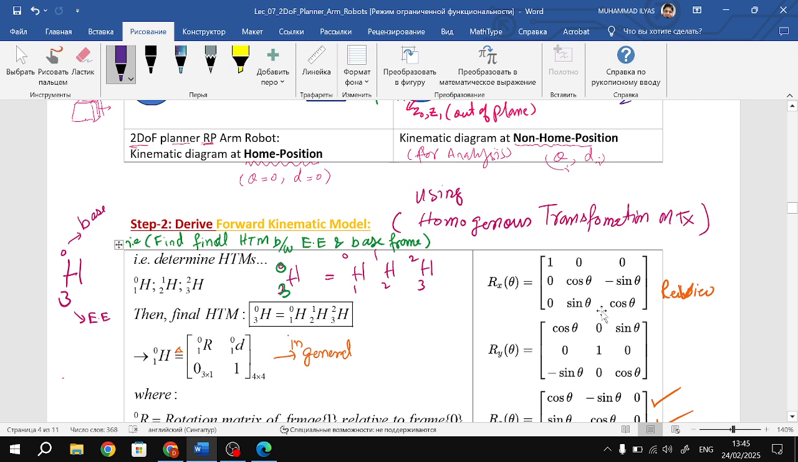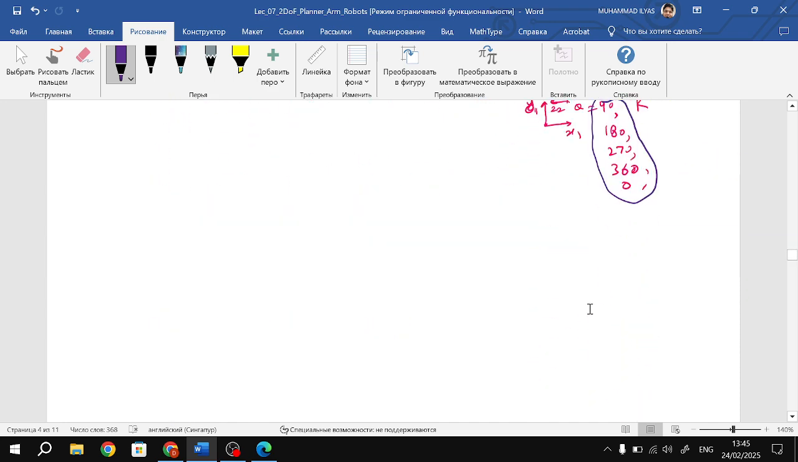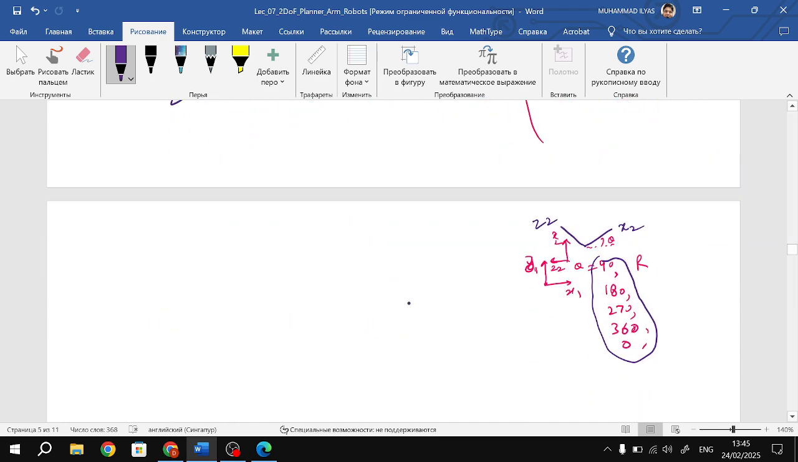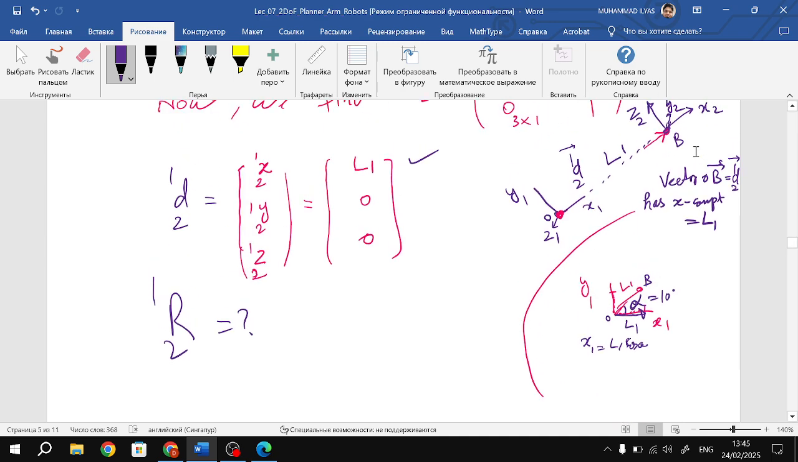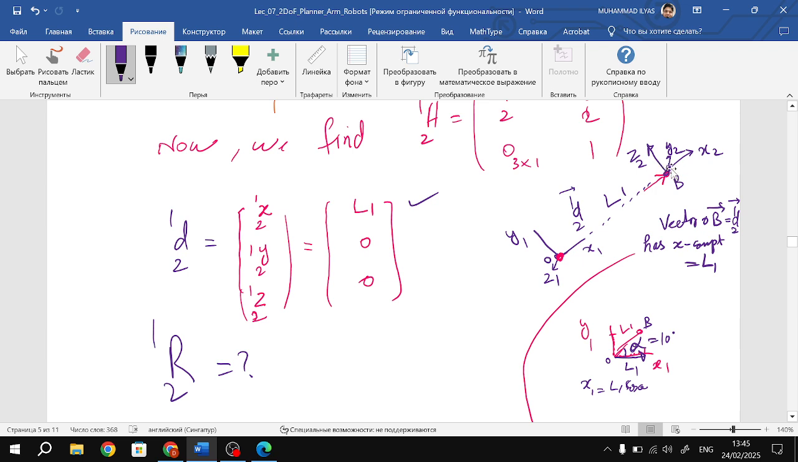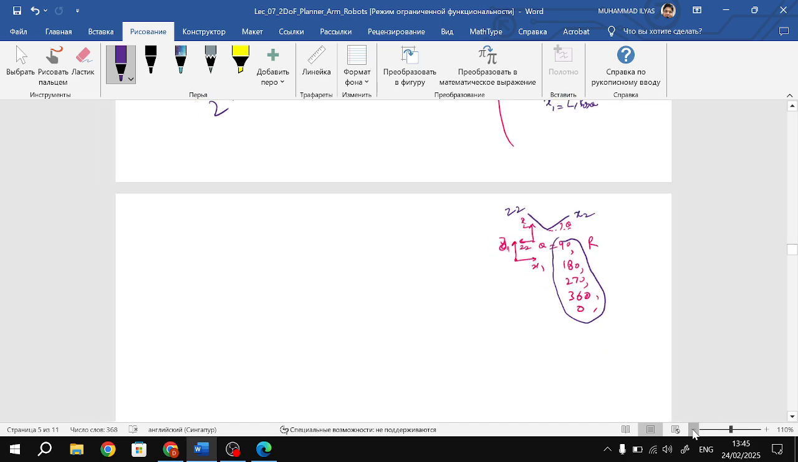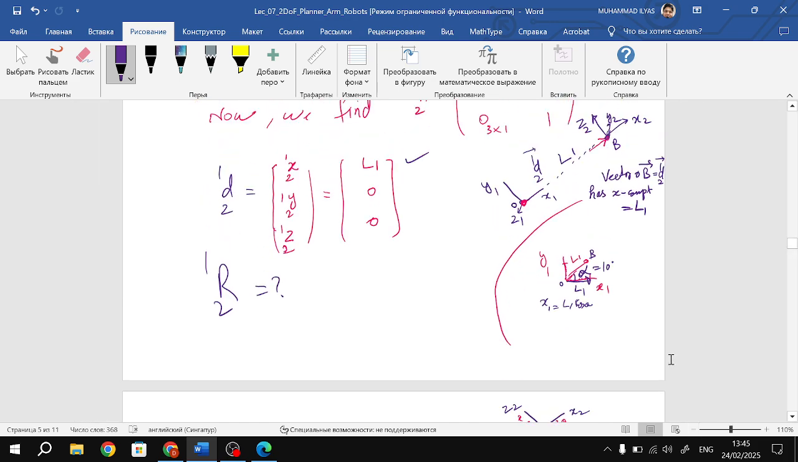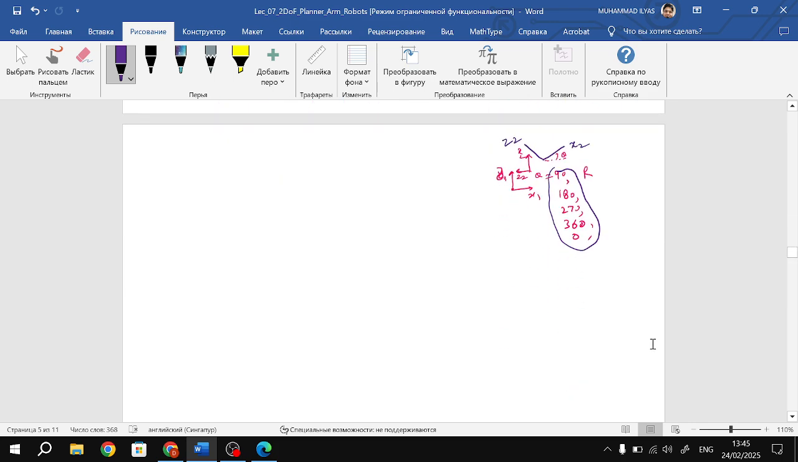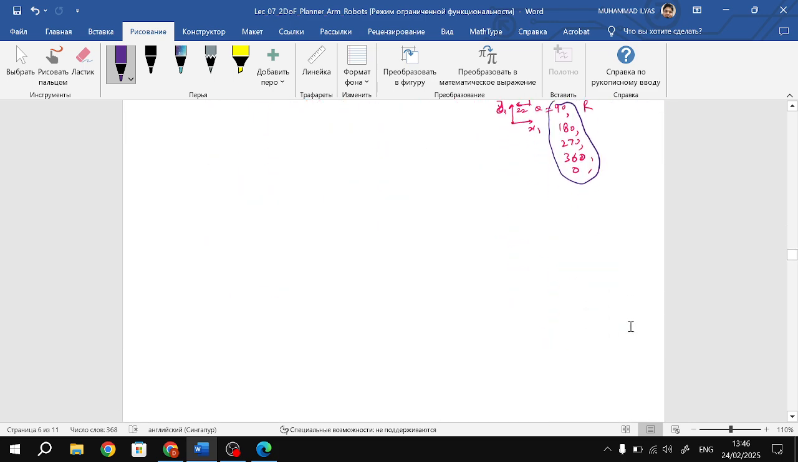This formula is general if your angle is any theta, right? But the easy way in this situation, if your angles are like this, is that you just look at your frames. How will your frames look? Okay, let me redraw over here.